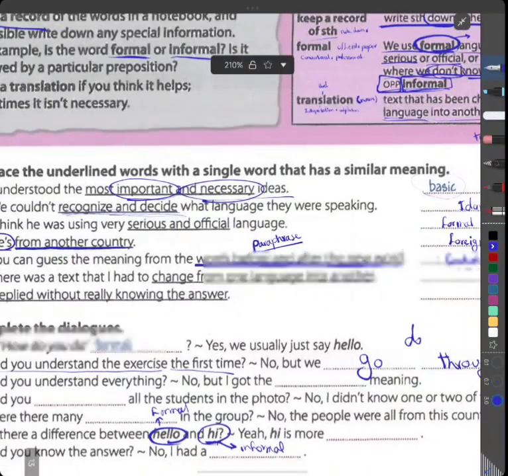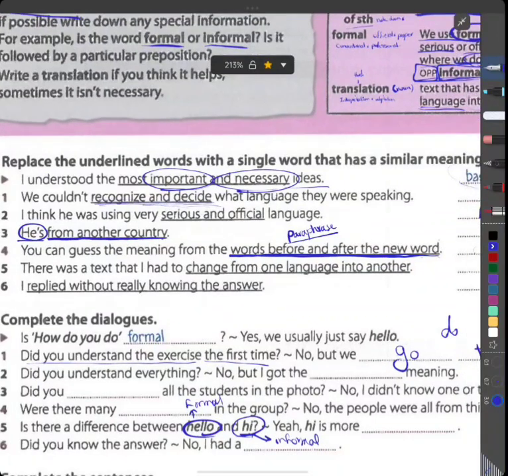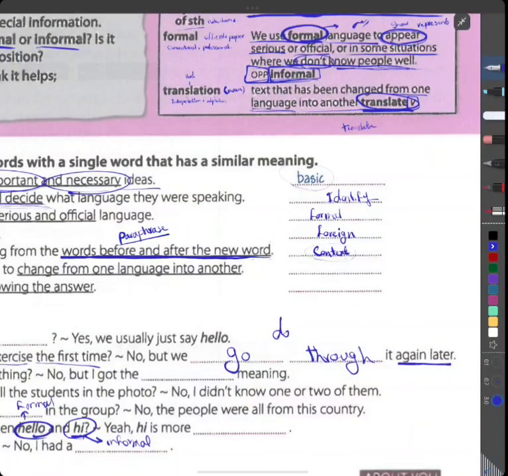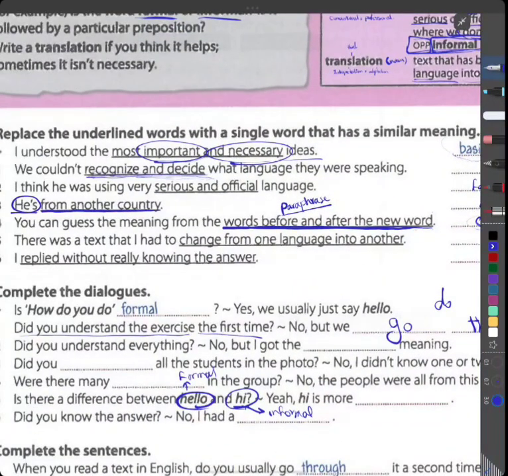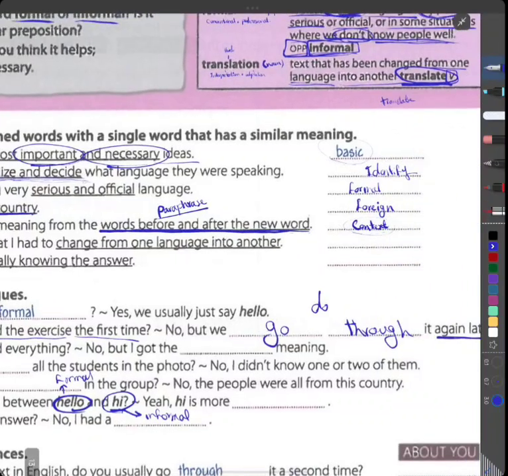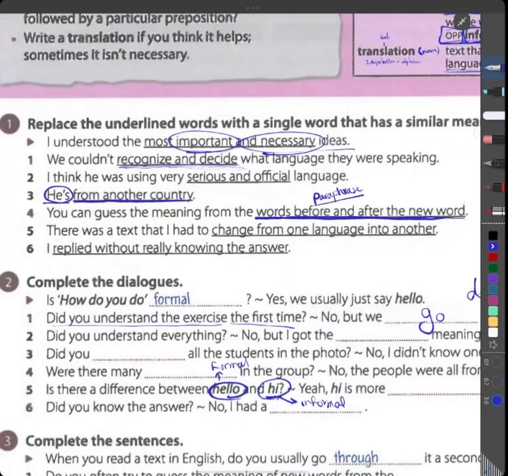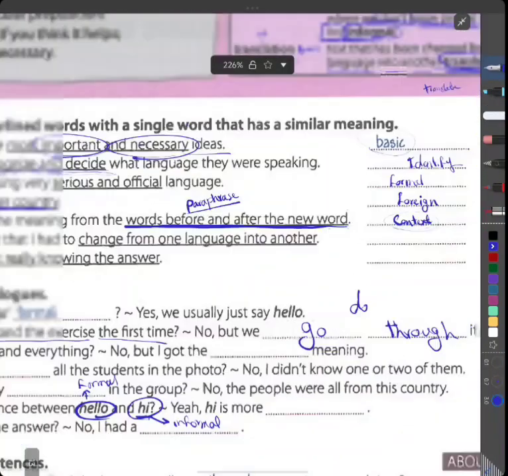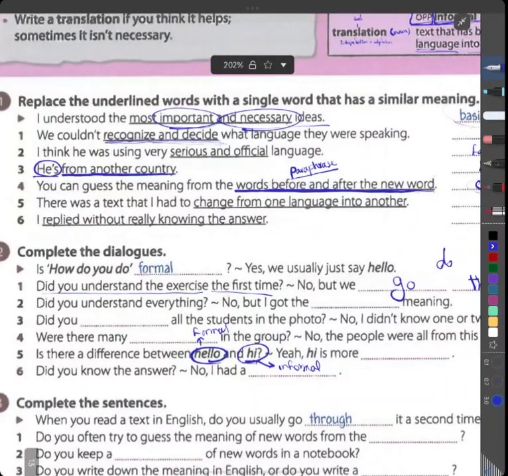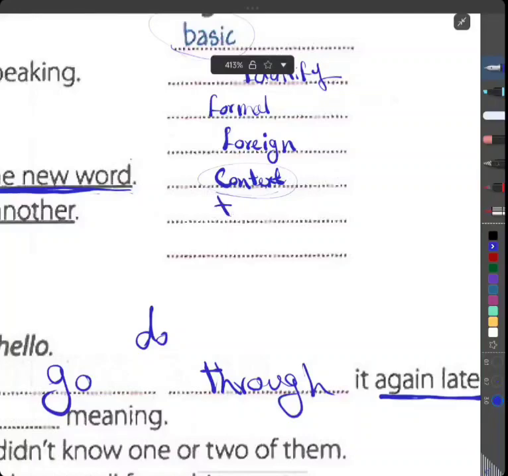Okay? Or this number 2, number 1: recognize and decide. These two verbs are a paraphrase for identify. When recognize or decide comes, you know it means identify. Or serious and official language: from serious and official you understand it means formal, official, something serious. And likewise, from another country means something foreign, something external, international, and foreign. Okay? Number 5. There was a text that I had to change from one language to another. Translation.